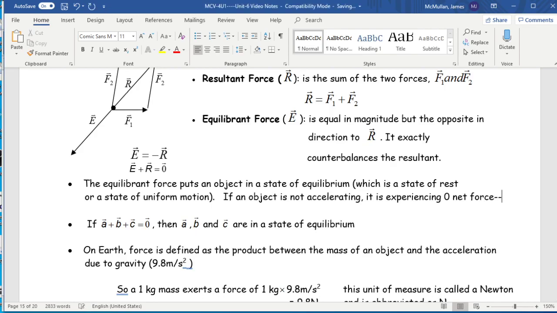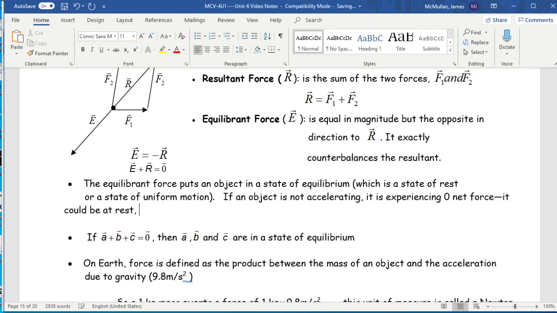There are two ways this could happen. It could be at rest, or it could be moving at a constant speed. So it could be sliding, or just moving but not accelerating. Okay.